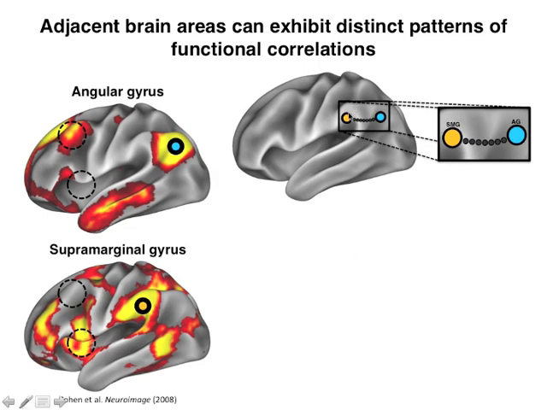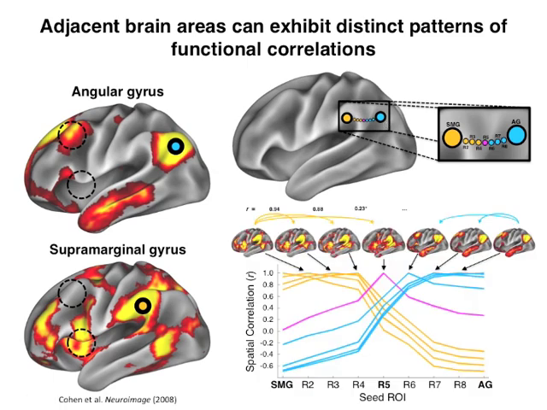And we can determine that by examining the correlation maps along a line of regions placed between the angular and supramarginal endpoints. So this figure illustrates the results of doing so. What I'm showing you here is a resting state map of each of the regions along the line between the supramarginal ROI and the angular ROI.